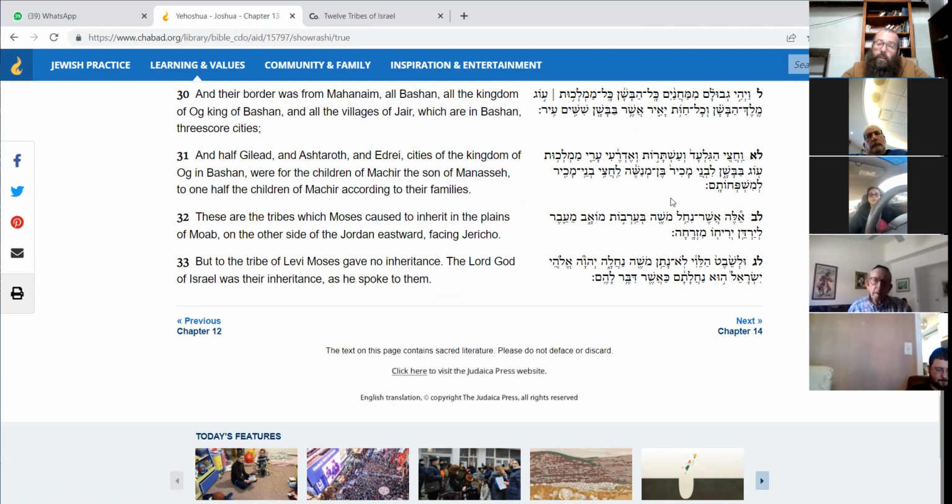These are the ones that Moses inherited in the plains of Moab, in that country of Moab, on the other side of the Jordan, on the eastern side. But to the tribe of Levi, Moshe did not give any land. God is their land, God is their inheritance, as he spoke to them.